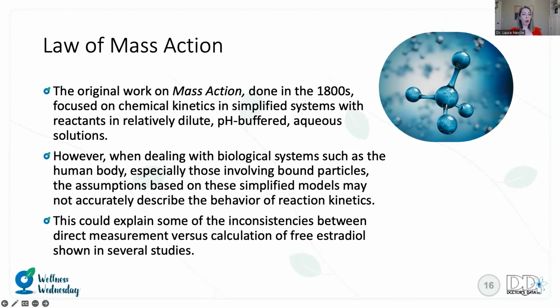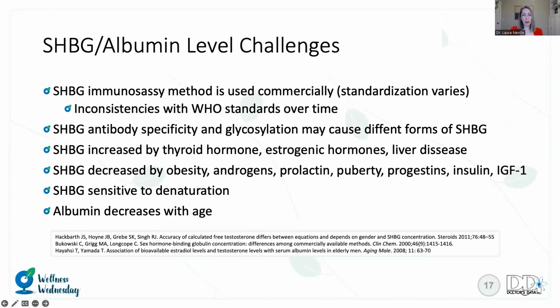And so this could be part of that, because I think it's a great theoretical framework, but we all know patients are quite complicated, and taking a simplified laboratory setting and then just assuming that that's actually what's happening inside the human body, you can see where there's a gap there. And then we also have this issue where sex hormone binding globulin and albumin levels have some challenges when we try to measure them.